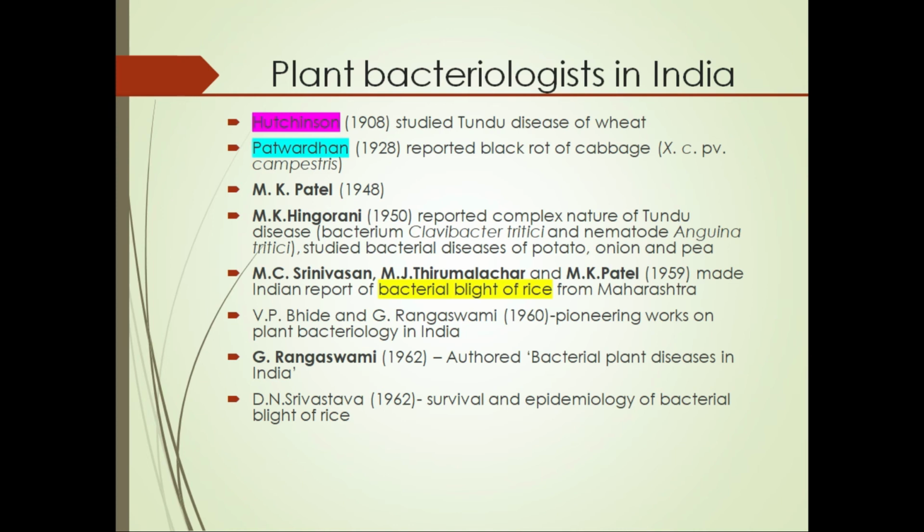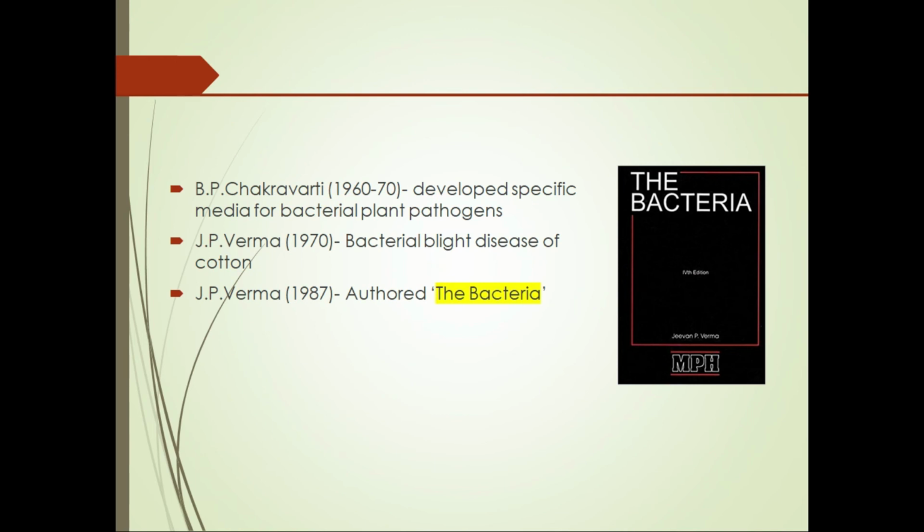Many bacterial diseases of potato, onion, and pea were also studied. Then the Indian report of bacterial blight of rice came in the year 1959 from Maharashtra. Vidhe and Rangaswamy also did pioneering work on plant bacteriology in India. G. Rangaswamy authored books on plant bacterial diseases. D. N. Srivastava, in 1962, studied survival and epidemiology of bacterial blight of rice. B.P. Chakravarthy developed specific media for many bacterial plant pathogens. He studied the nutritional aspects of plant pathogenic bacteria.